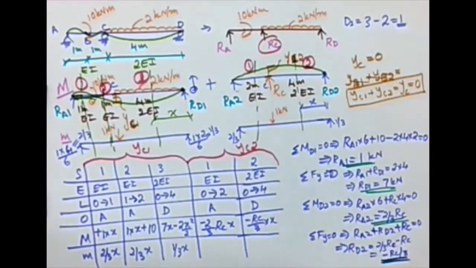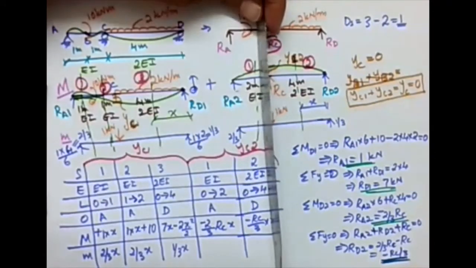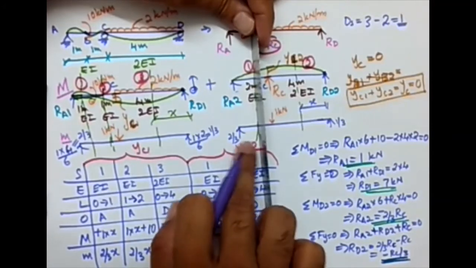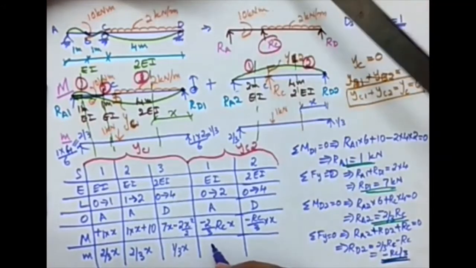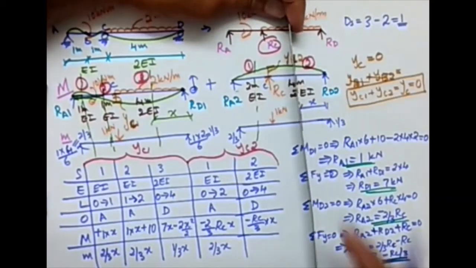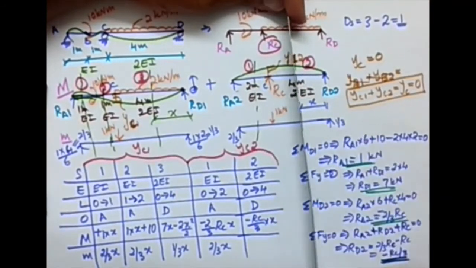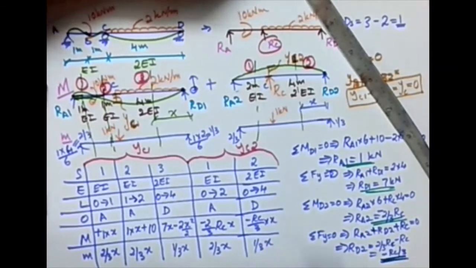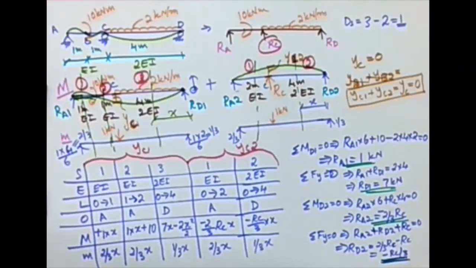Now I'm considering here. What about here? What will be the expression in the unit load figure? Small m, 2 by 3x. What about here? Looking to the right, 1 by 3x. So that's the consolidated table for the YC1 and YC2 calculation.